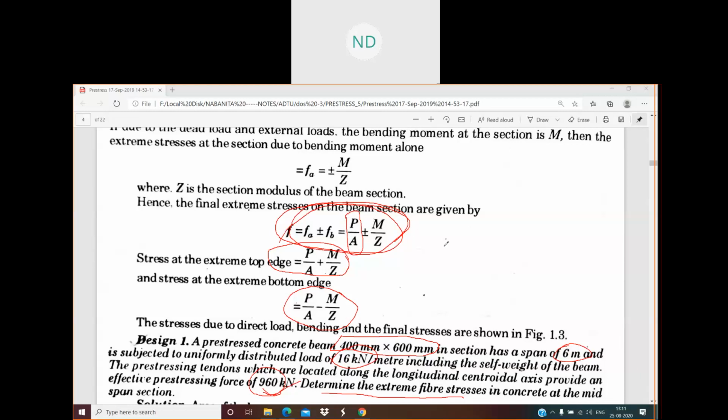And due to the pre-stressing force and the external loads, another moment is there on the beam, M. This bending moment also causes a stress, which is M by Z. Z is the section modulus. What is the formula for section modulus? You know already, I by Y. 72 kilonewton. Jale, what? 72 kilonewton. The answer or what?